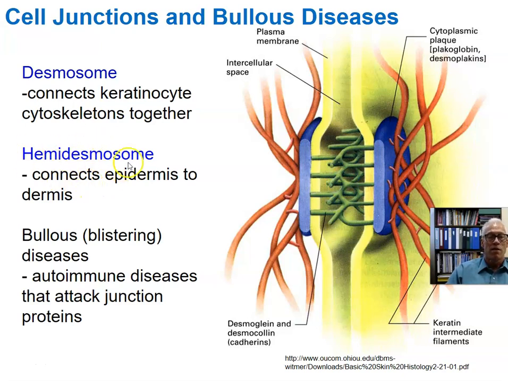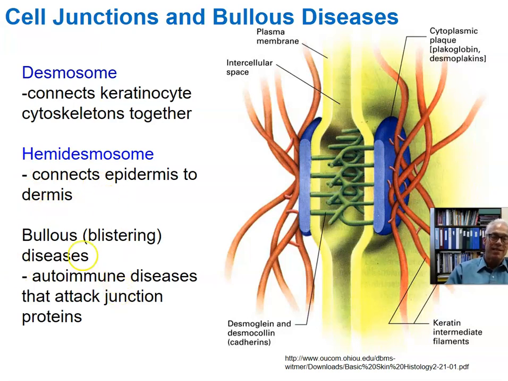The basal cells are actually anchored to the basement membrane and to the areolar connective tissue, the papillary dermis, by hemidesmosomes. They have essentially one side of the structure and then some long anchoring proteins that reach right down and connect onto proteins of the matrix of the areolar connective tissue in the basement membrane.